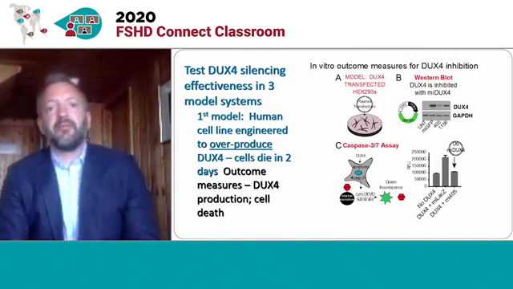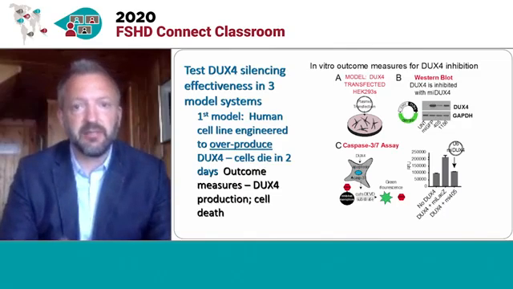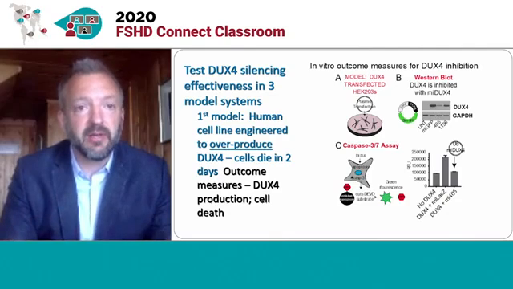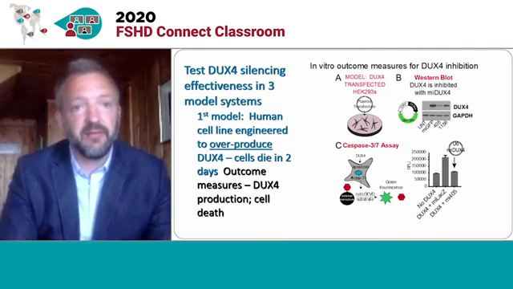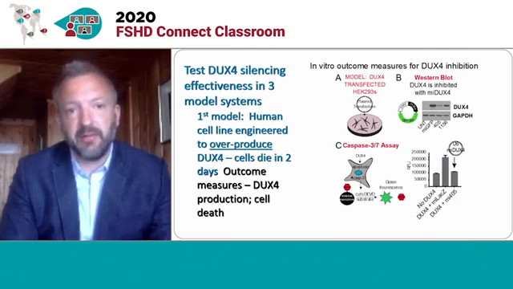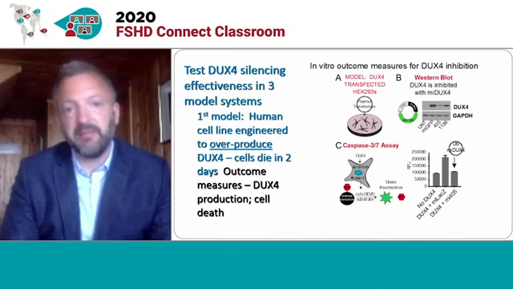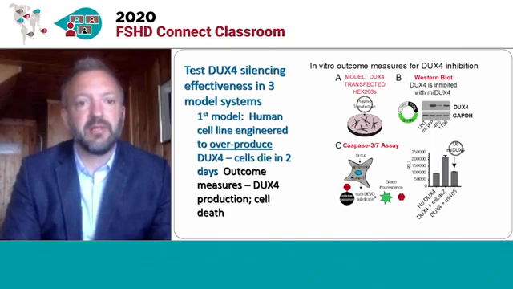Okay, so if we take these different DUX4 expressing systems and express our microRNAs in them, here are some of the things that we're looking for to demonstrate if they're effective or not. So in this first model I mentioned, we have a human cell line that we can engineer to overproduce DUX4, and if we do that, the cells die within 2 days. So the outcome measures there are DUX4 production. We can measure whether or not DUX4 is there in response to our therapy, and then whether or not those cells die.